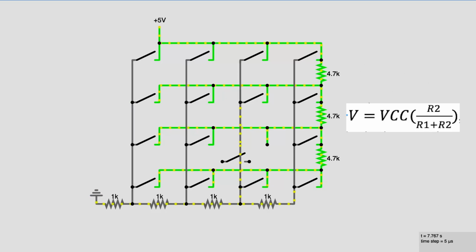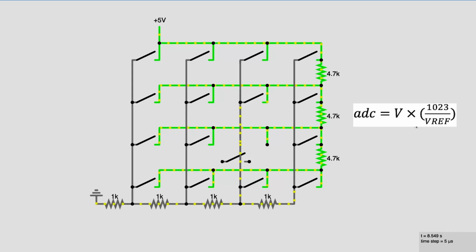And there's a formula to calculate it, where V is the output voltage, VCC is the input voltage, R1 is all the resistors that it takes to reach this point, and R2 is just this 1K. So for example, for this one, it will take one 4.7K resistor and two 1K resistors to reach this point. So R1 will be 6.7K.